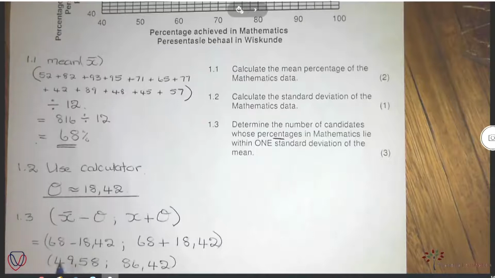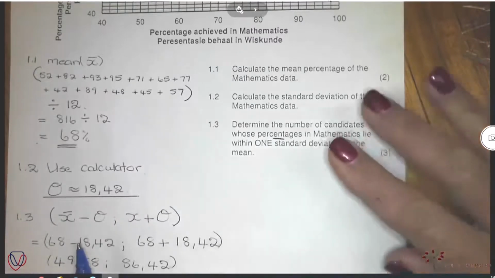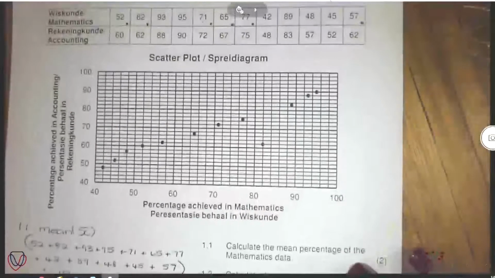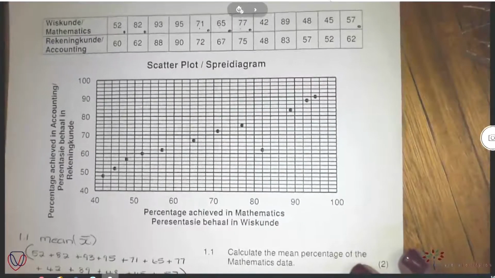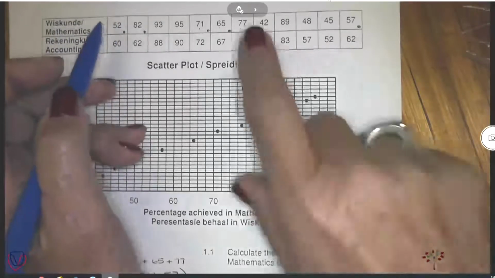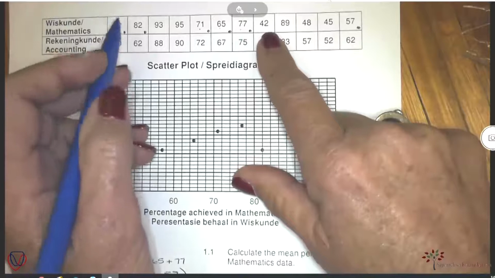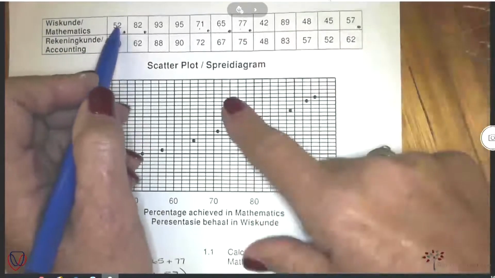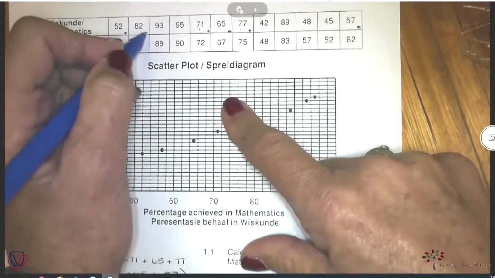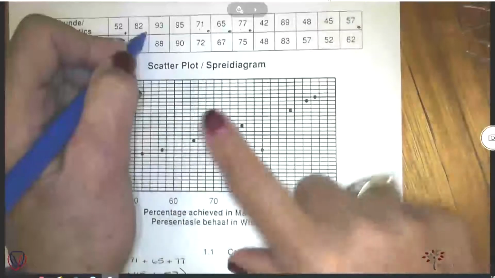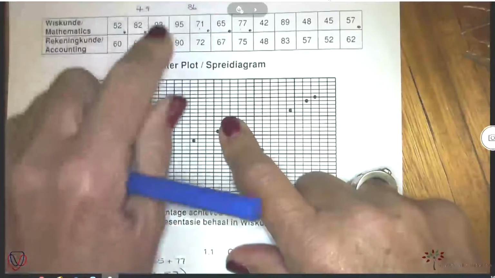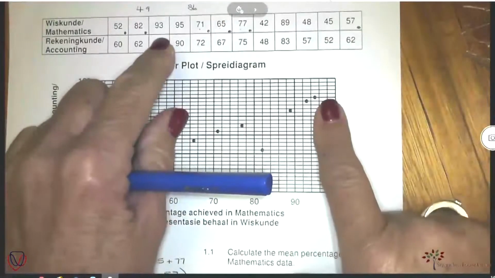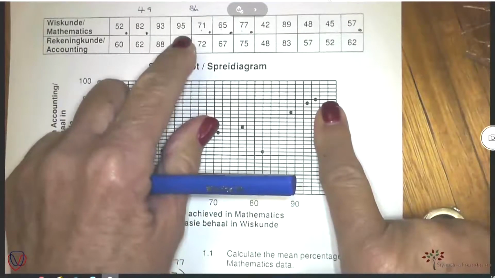So now we take 49,5 and 86, and we go back there to our table. And this is also in the mathematics, the most wonderful subject on earth. 49 and 86. Let's have a look. Which of these numbers falls between those two numbers? 52 is above 49, so this is 1. 82 is also between those two numbers. 86 and 49 are the actual numbers. 93 is not between those two. 95 is not between those two.